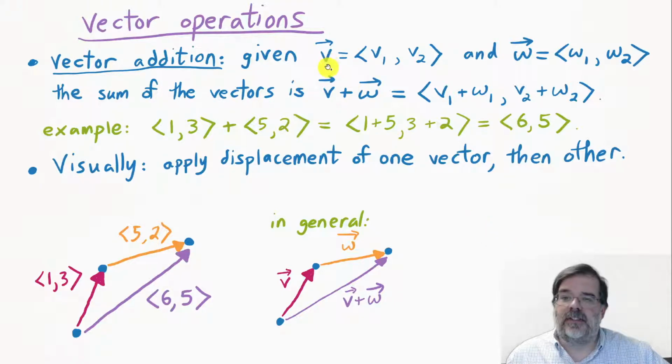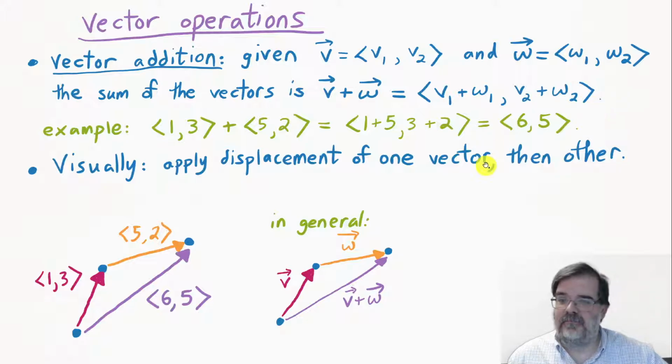So vector addition says that given two vectors, let's say we have the vector v, which is (v1, v2), and the vector w, which is (w1, w2), the sum of those vectors, which we'll write as vector v plus vector w, is equal to the vector you get just by adding the components together. So (v1 plus w1, v2 plus w2).